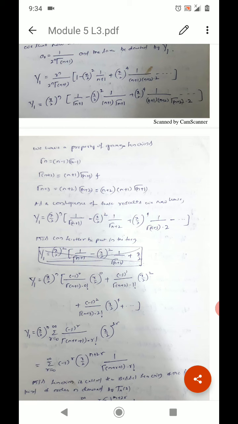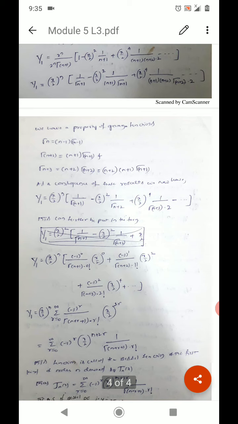Then Y1 becomes (x by 2) to the power n of 1 divided by gamma of n plus 1, minus (x by 2) whole square divided by, so 1 divided by n plus 1 into gamma of n plus 1 can be written as gamma of n plus 2, plus (x by 2) to the power 4 into 1 divided by n plus 1 into n plus 2 into gamma of n plus 1, which can be written as gamma of n plus 3 into 2.